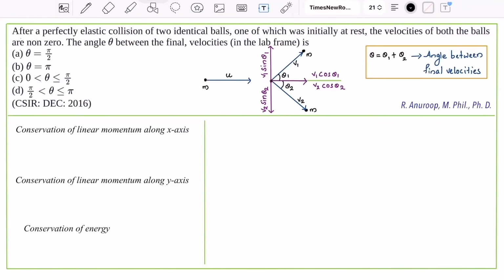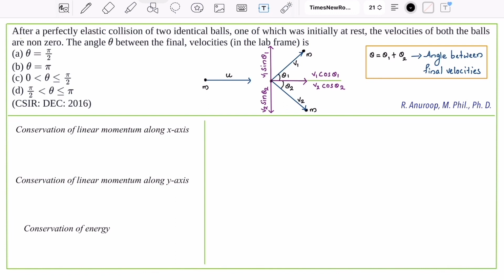Problem 209, Classical Mechanics. The question is: after a perfectly elastic collision of two identical balls, one of which was initially at rest, the velocities of both the balls are non-zero. The angle theta between the final velocities in the lab frame is.